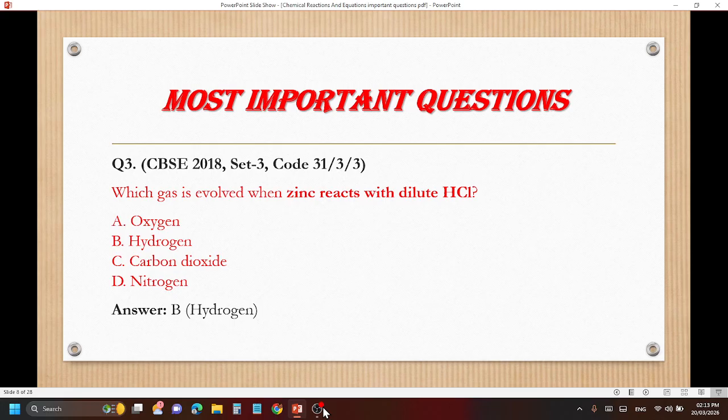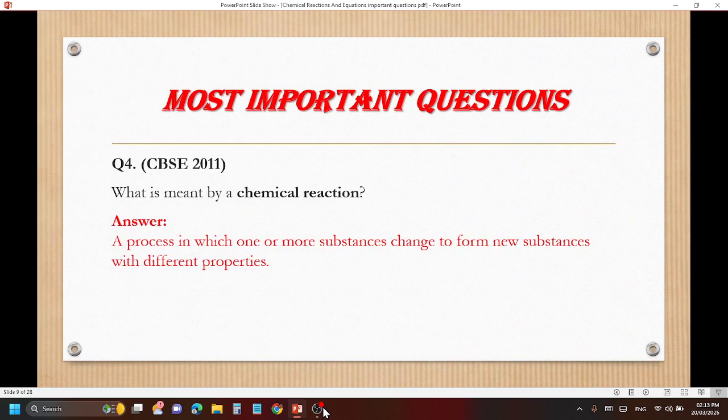If you remember some of the reactions I've given as examples, I have given one equation in which zinc plus hydrochloric acid gives rise to zinc chloride plus hydrogen. Hydrogen is a gas, and according to the question they are asking which gas must be evolved when zinc reacts with hydrochloric acid. So simple, the answer is option B, hydrogen. Sorted.